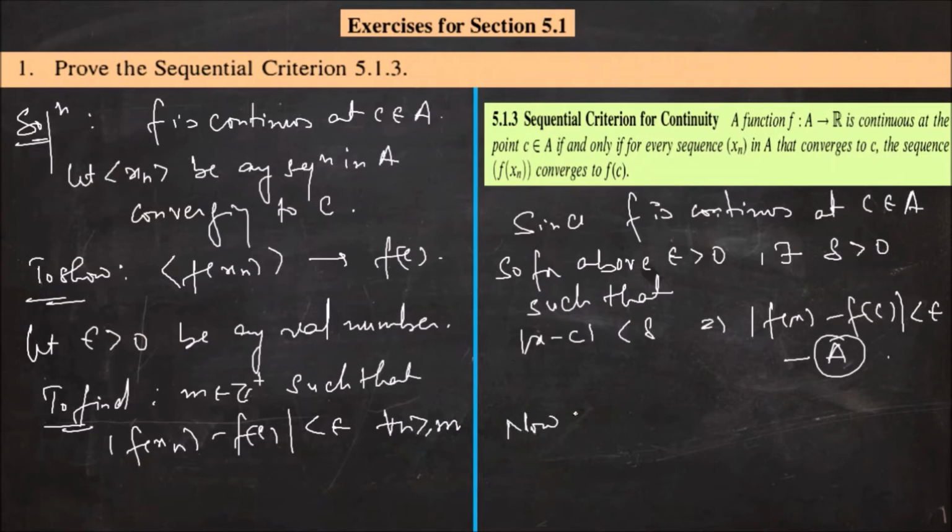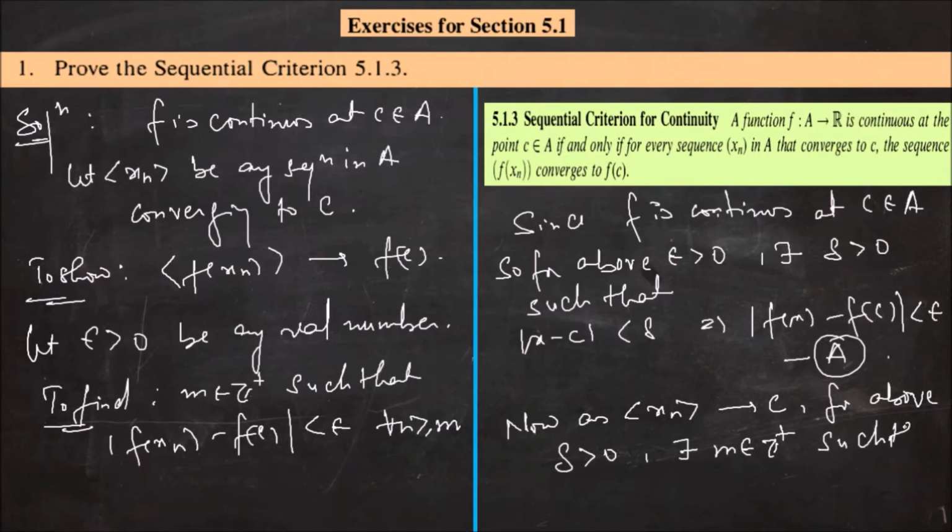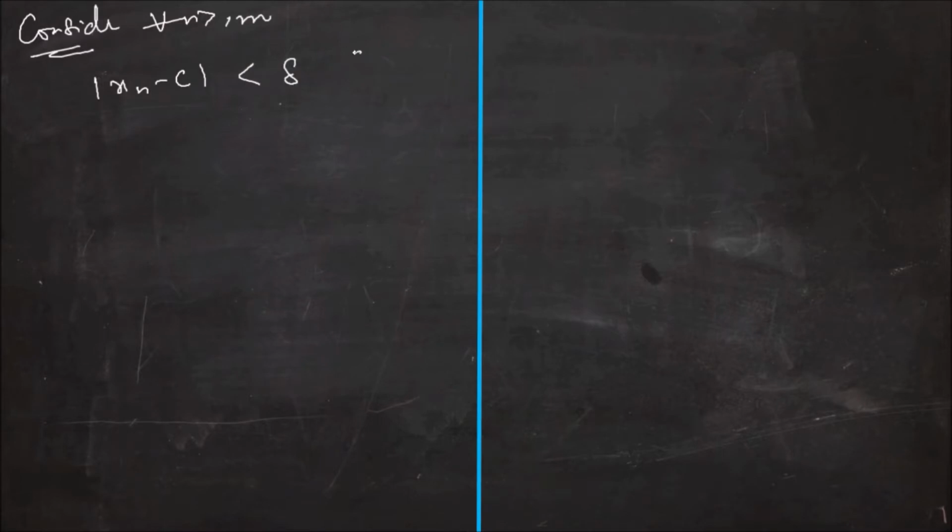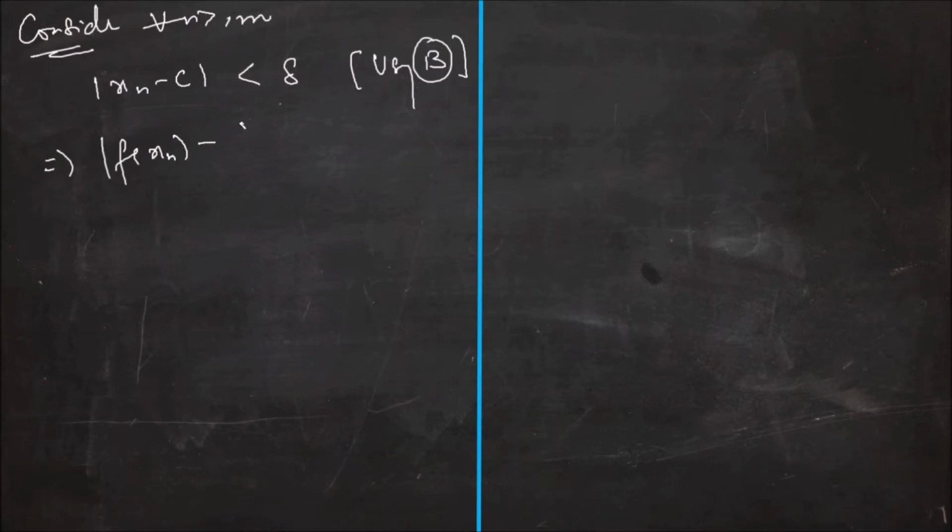Now as xn converges to c, for above delta greater than 0, so instead of epsilon we are taking delta, there exists m belonging to Z positive such that |xn minus c| is less than delta for all n greater than or equal to m. So this is B. So consider n greater than or equal to m, then |xn minus c| is less than delta using B, and |xn minus c| less than delta implies |f(xn) minus f(c)| is less than epsilon using A. So this follows from A.